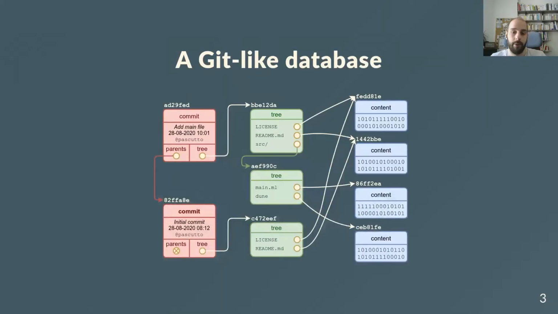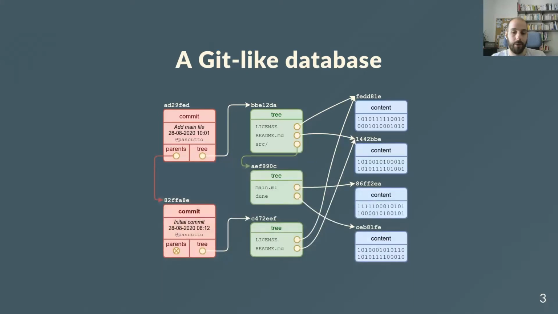So Irmin follows the same principles as Git, but what are they? The data is basically organized under snapshots, which are called commits. A commit is a record of the state or the version of a store. And it contains metadata, such as a commit message, a date, an author. It also contains a link to the previous versions of the store, and a link to the tree object. The tree object is what contains the key to value bindings.